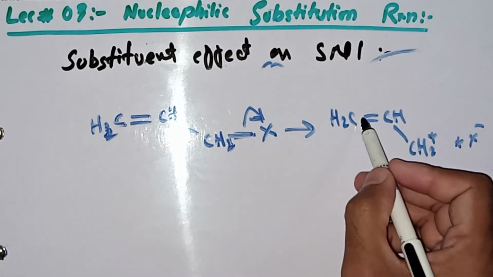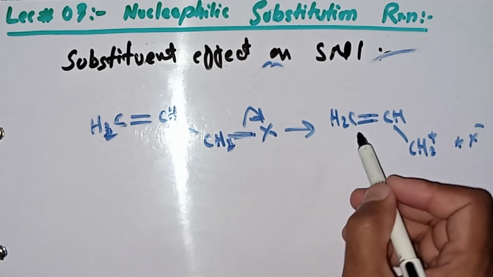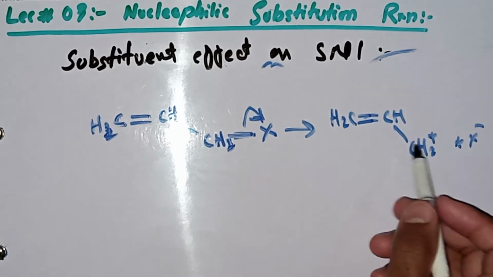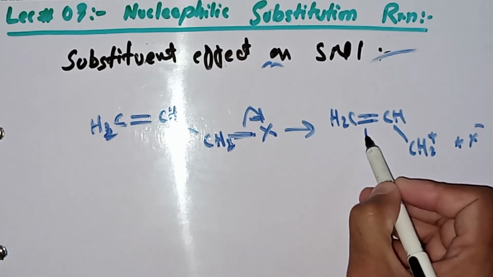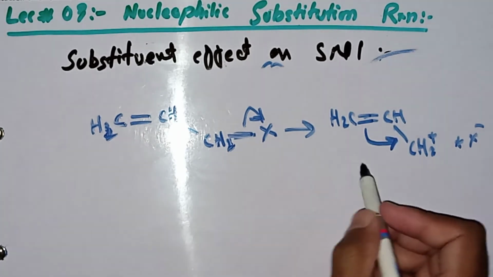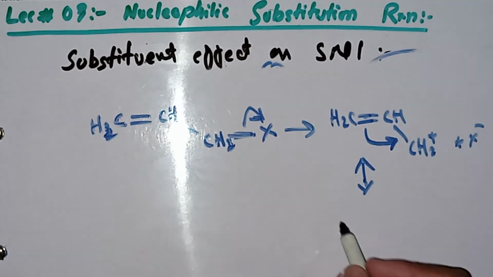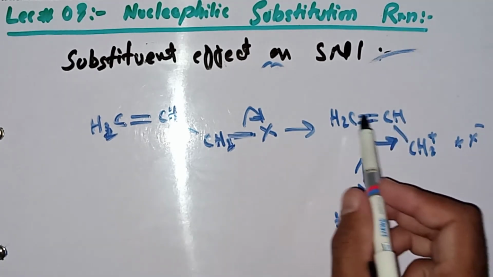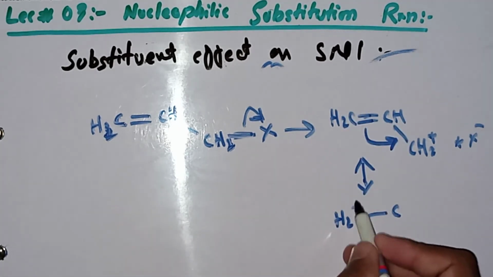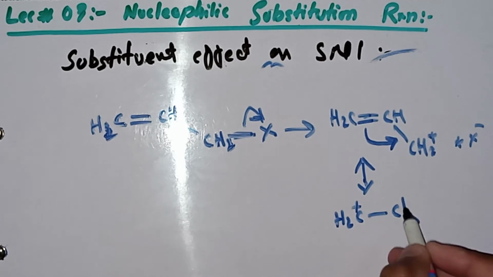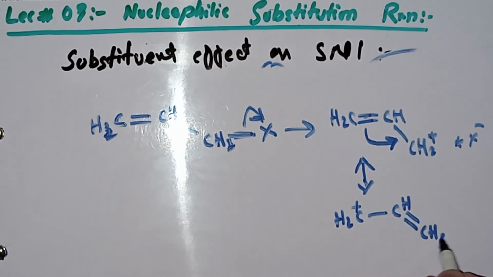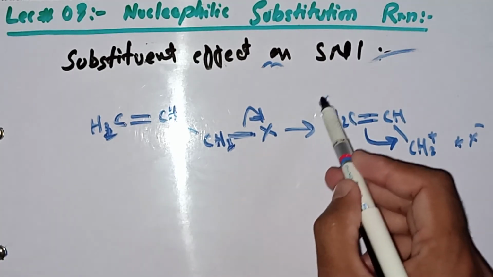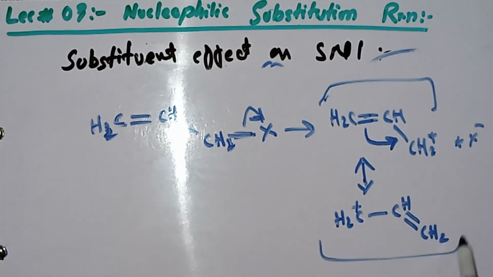Here there is also conjugation. This double bond can take part in conjugation, or take part in resonance. So it will become like this, a resonance-stabilized H2C-CH. Here the pi bond shifts toward this, so this carbon gets a positive charge, and the double bond shifts here. So it means that this ion, or this system, is resonance stabilized.